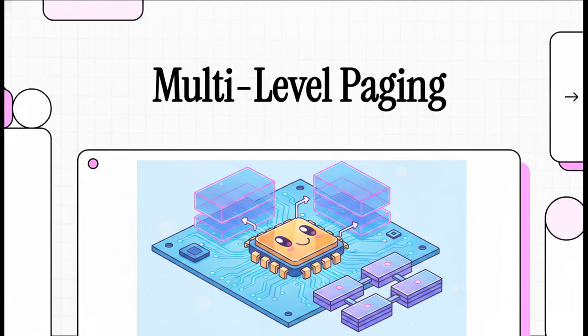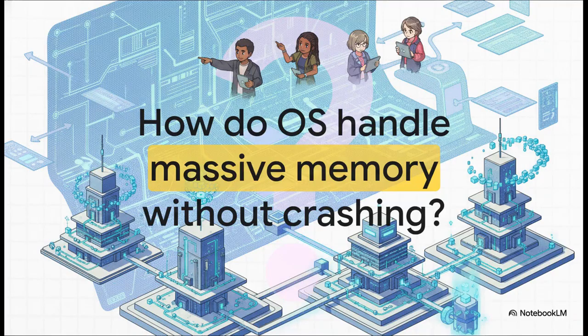Today, we're tearing into a brilliantly clever piece of modern computing, operating system memory management. Specifically, we're looking at how it scales up to handle absolutely massive demands using a concept called multi-level paging. It is so fascinating how our computers organize their thoughts behind the scenes, and we're going to uncover exactly how they pull it off. Okay, let's dive into this.